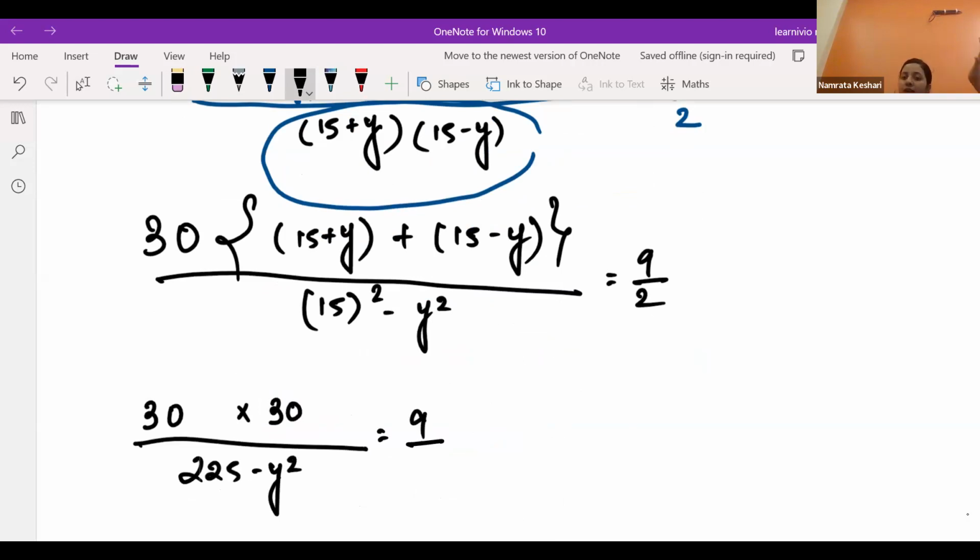Now you are having a fraction on the left side and a fraction on the right side. Crisscross multiplication you can do. Or you can say the denominator from the left side will go to the right side and will get multiplied. And the denominator from the right side will come to the left side and will get multiplied. Is it making sense?